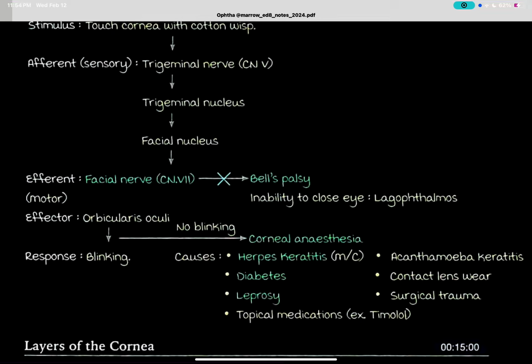But in what cases will there be no blinking? That is corneal anesthesia. The cornea is not feeling anything. What should come to your mind when you hear of corneal anesthesia? Herpes keratitis, most common. Then comes diabetes, leprosy, acanthamoeba keratitis, contact lens wear, surgical trauma, topical medications, for example timolol.